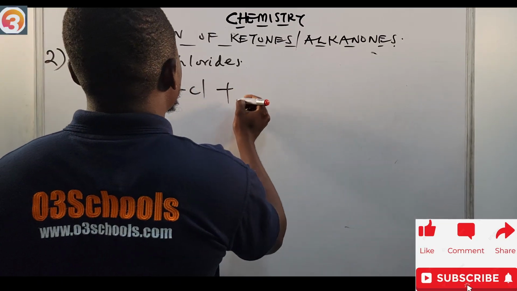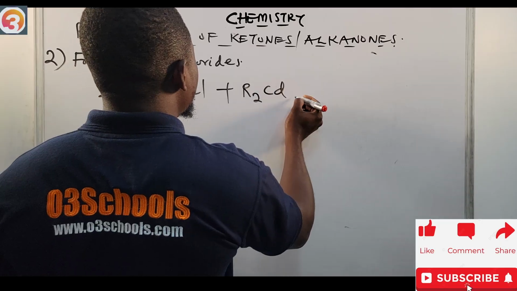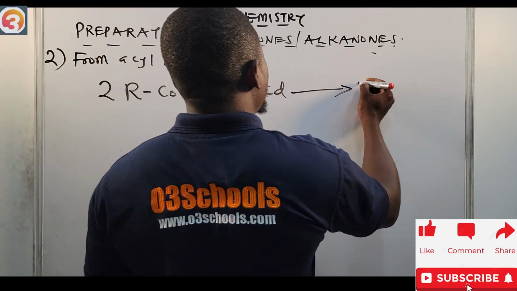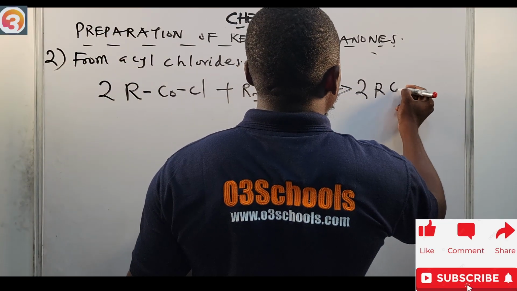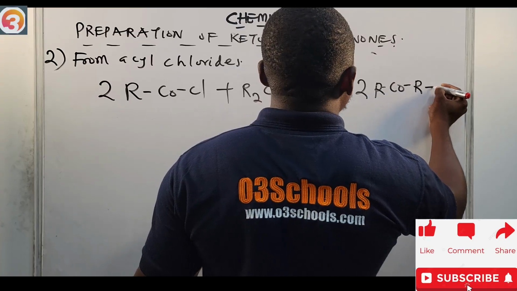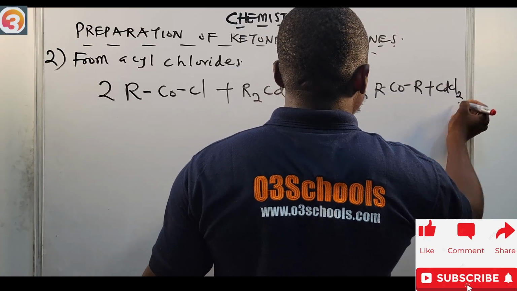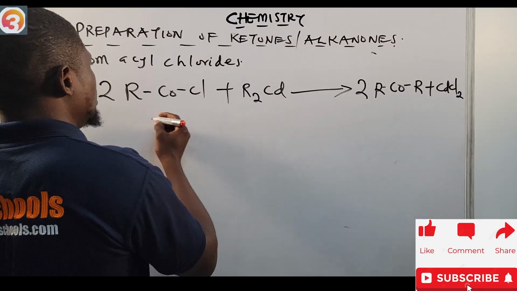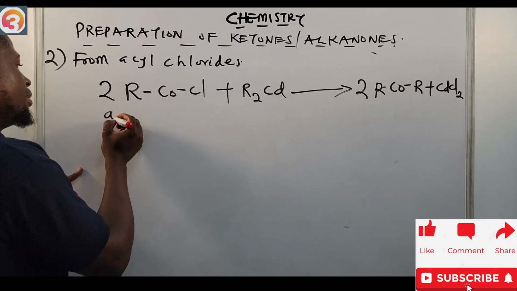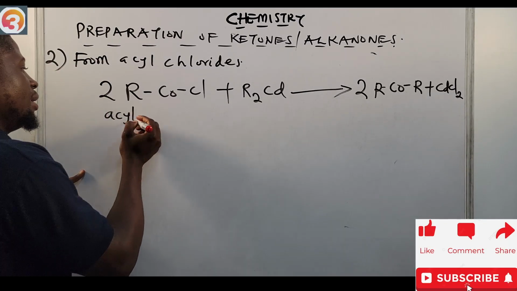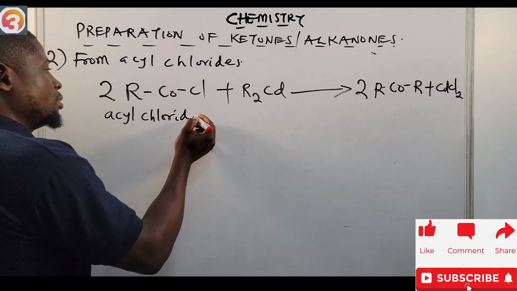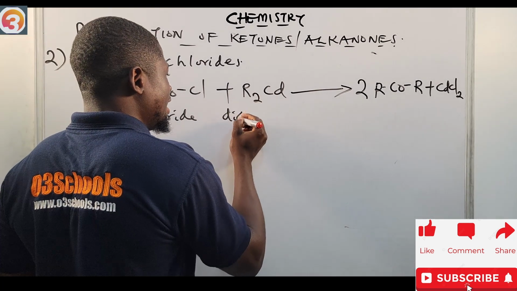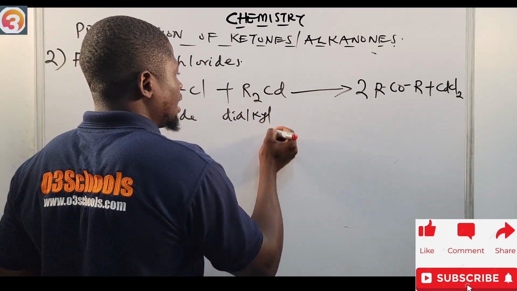RCOCl, then of course plus R2Cd, then to give us what now? Our 2 RCOR, then plus CdCl2. Okay, what are these? This is our acyl chloride. And this one is our dialkyl cadmium.